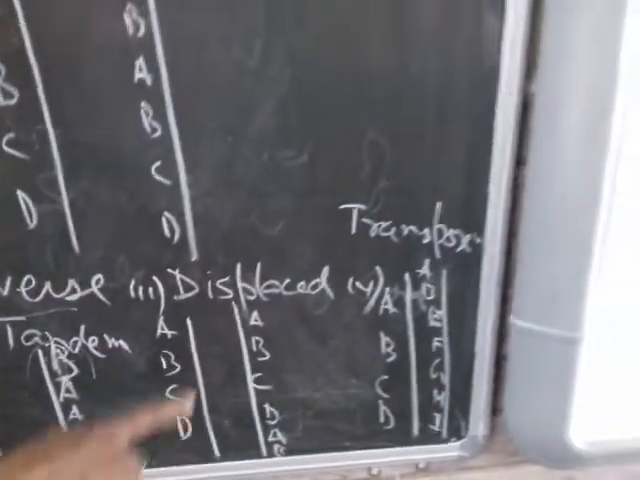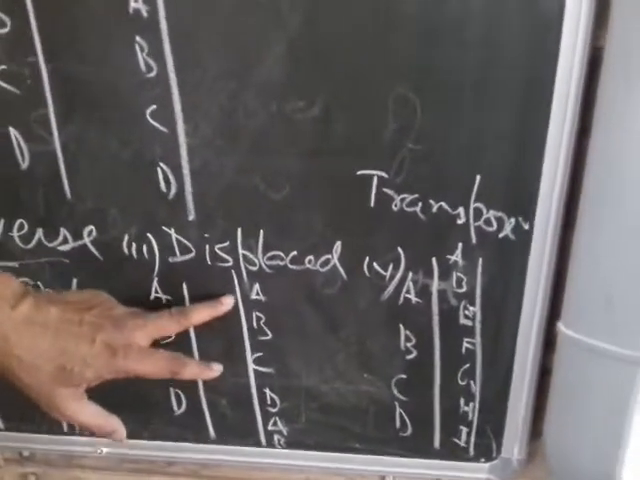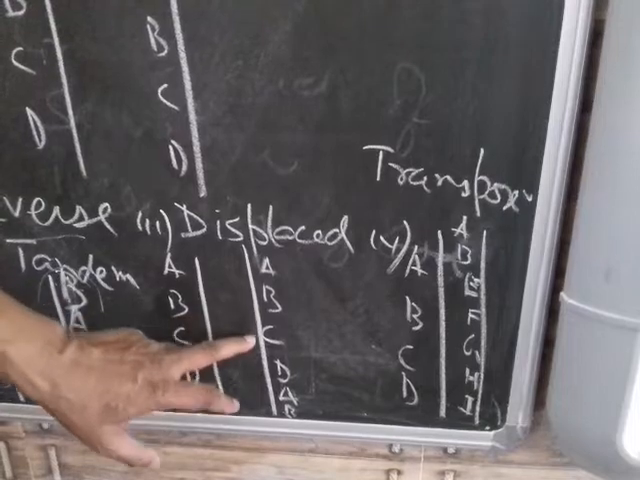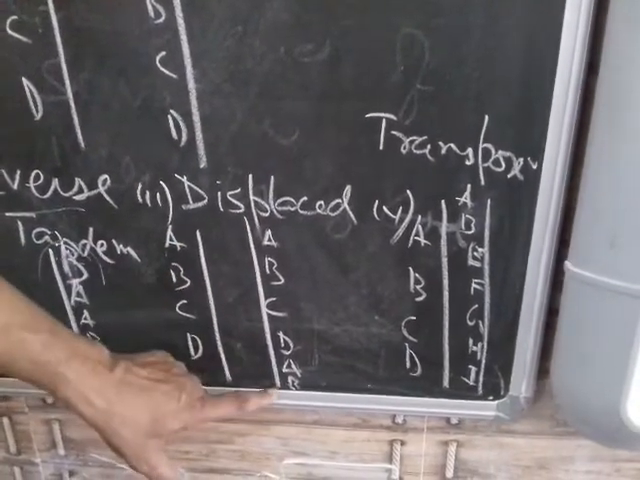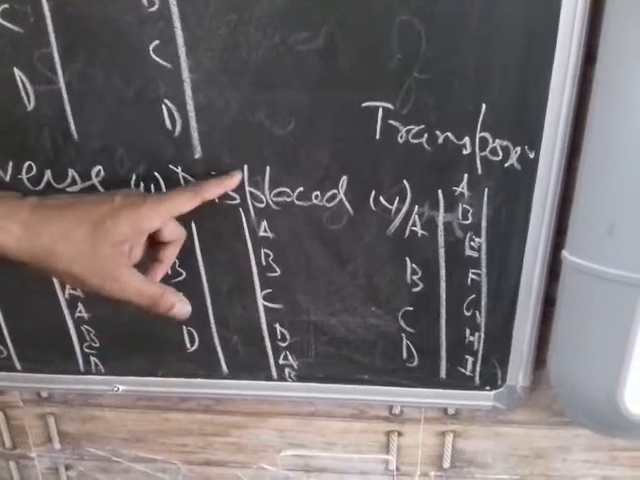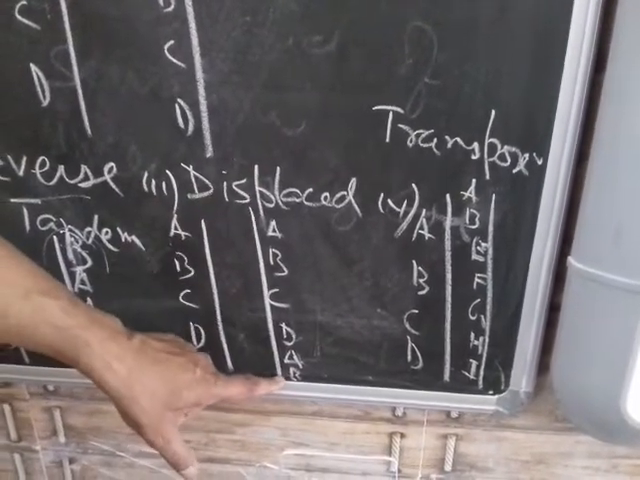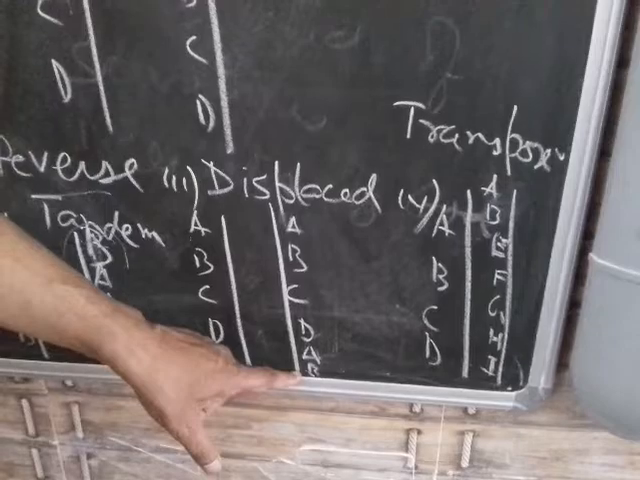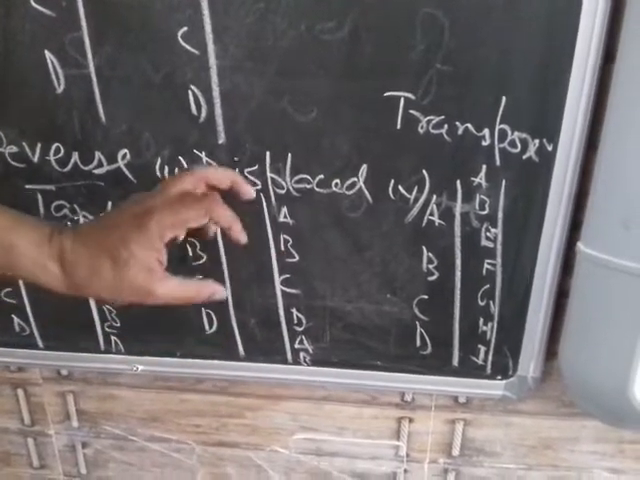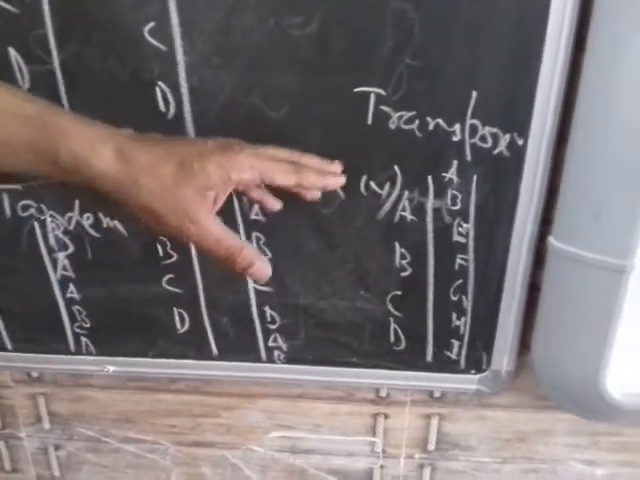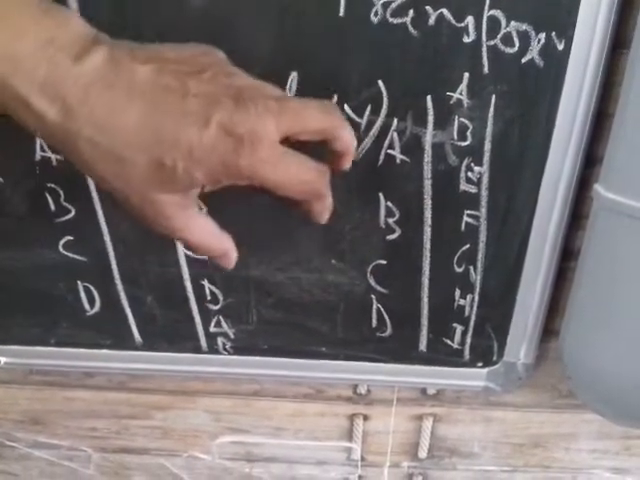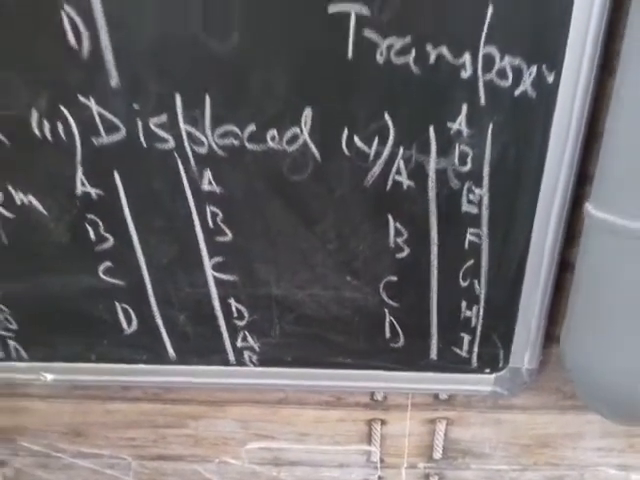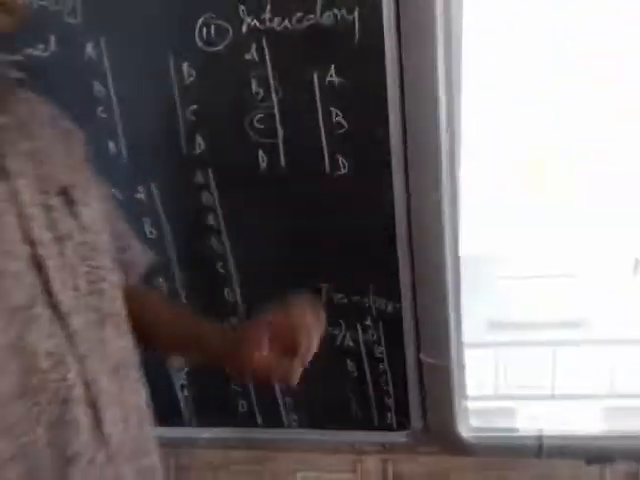The third type is called displaced. Like here we have ABCD and the AB gene has been added at the other end. That means not in this position but in another portion of the chromosome. So that we call displaced, not in the tandem region. Transpose: if it goes and adds to another non-homologous chromosome, then we call it a transpose. So these are the different types of duplication.